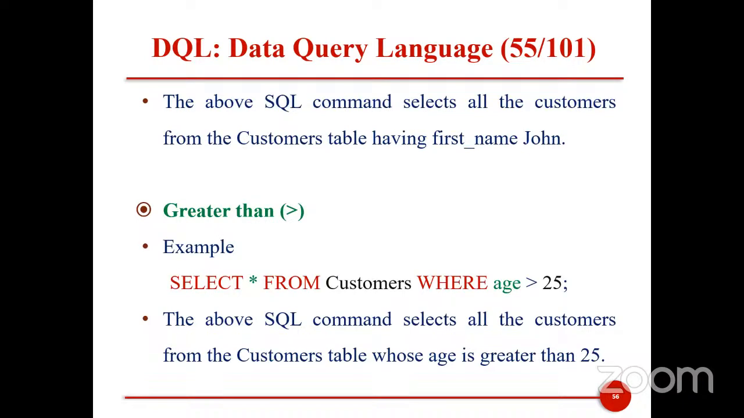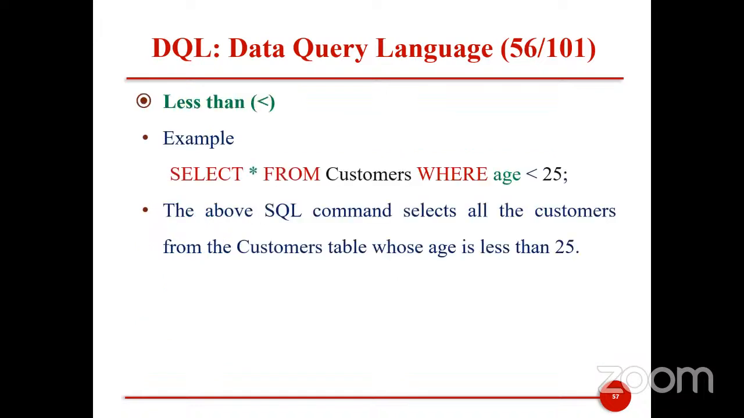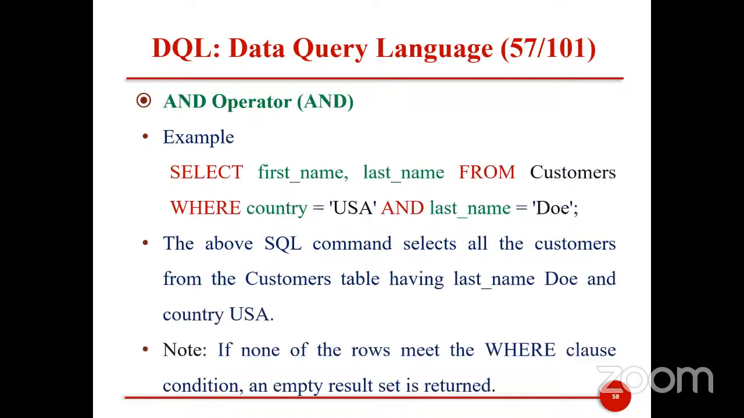Then we have greater than. Maybe we want to display the records of customers in the customers table who were born after 1997. We can use the greater than, which means people who were born after 1997, and let the system retrieve their records. That is by using the greater than. Then we also have less than. If you want to see the people who were born before a particular age, you can use the less than. And then we have and.